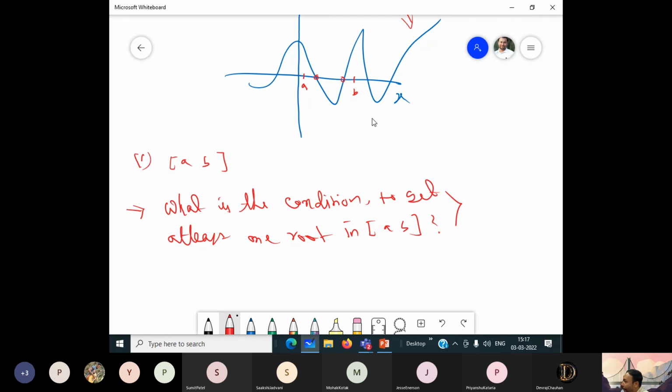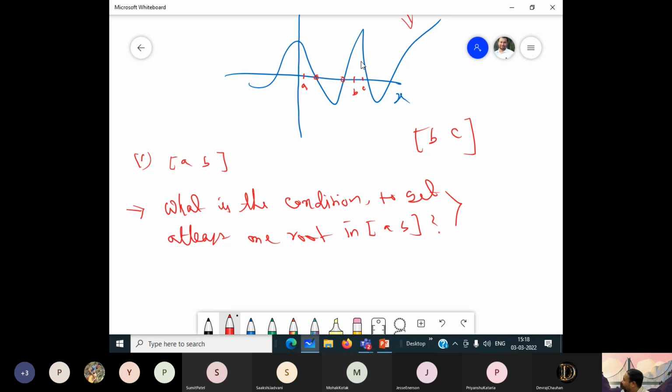Now take one more thing here. I am taking another 2 points. Suppose this is B and this is another point, C. In the interval B and C, there is no root. But I am very confused, it doesn't mean that.